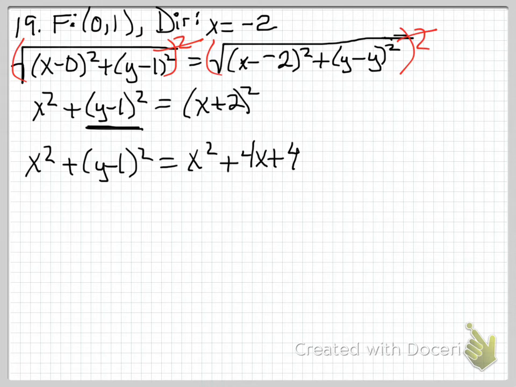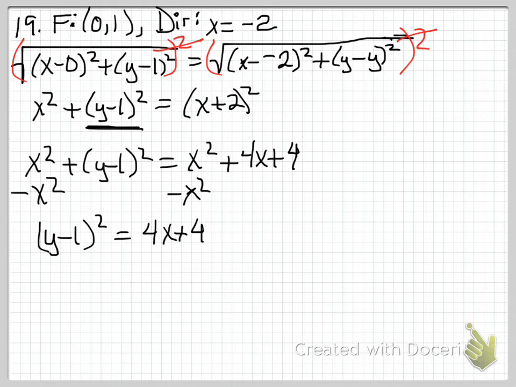Now, like I say, we're going to leave the y minus 1 squared alone. But I need to move that x squared from the left-hand side over to the right-hand side. So I'm going to do that by subtracting. I'm going to subtract x squared from both sides. Okay? And that's all I've got to move over. So now what am I left with? I am left with y minus 1 squared is equal to 4x plus 4.